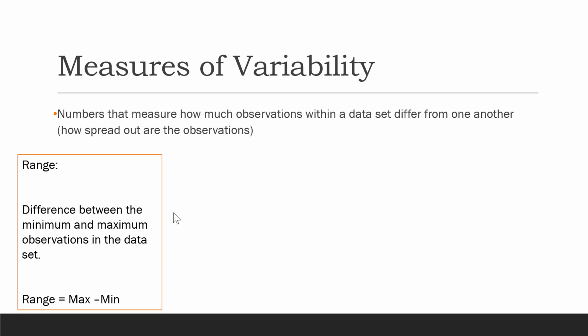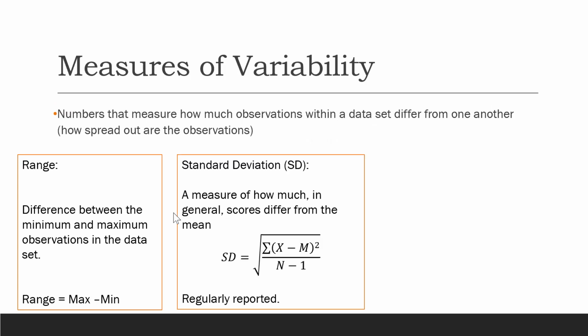And so one measure of variability is the range, all right? The range is basically the difference between the minimum and the maximum values in that data set. So the difference between the min and max values or observations.